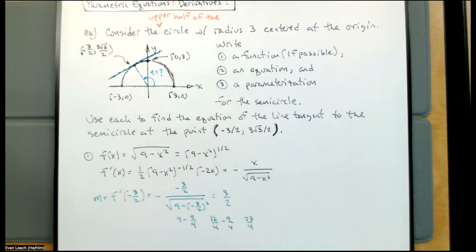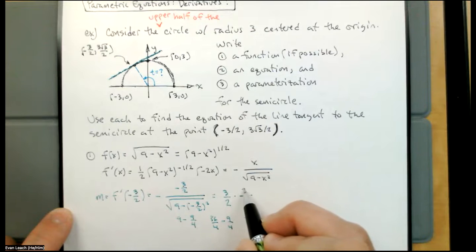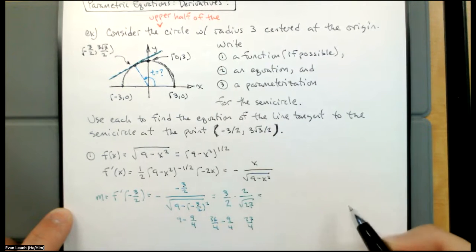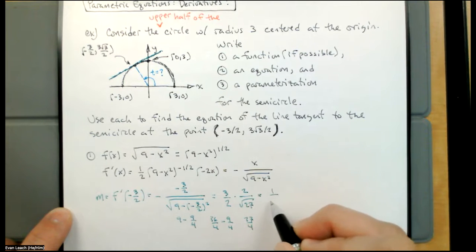It's the square root as well. So we're going to multiply by the reciprocal of the square root of this. So it's going to be what, 2 over root 27. So the 2's cancel. Square root of 27 is 3 root 3. So the 3's cancel.